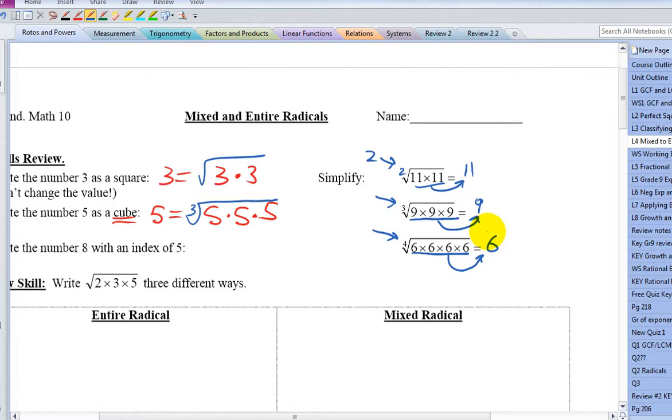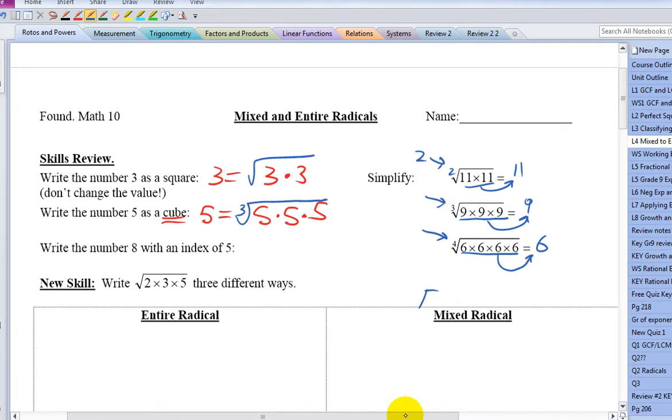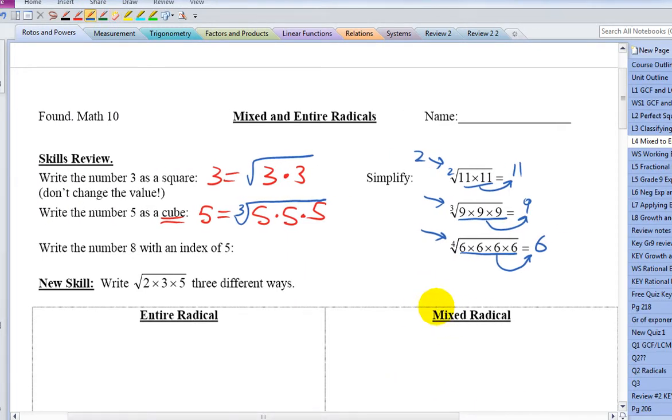Okay. All what we have to do now is we have to find that. And that's where we're going to look at prime factorization, which we did at the beginning, very first day. Okay. So, write the number 8 with the index of 5. How about you guys do that for me, please? Go.